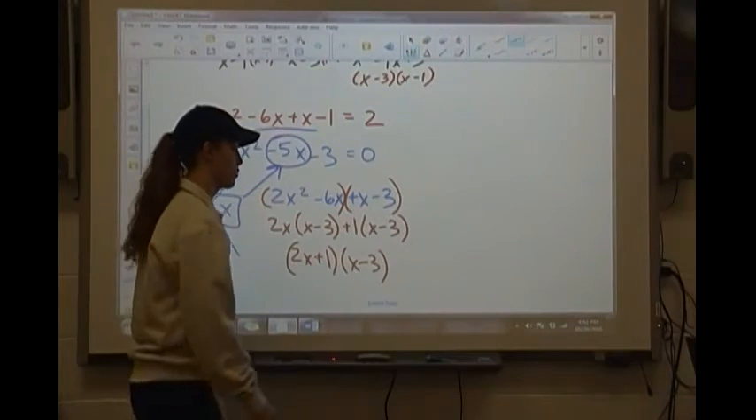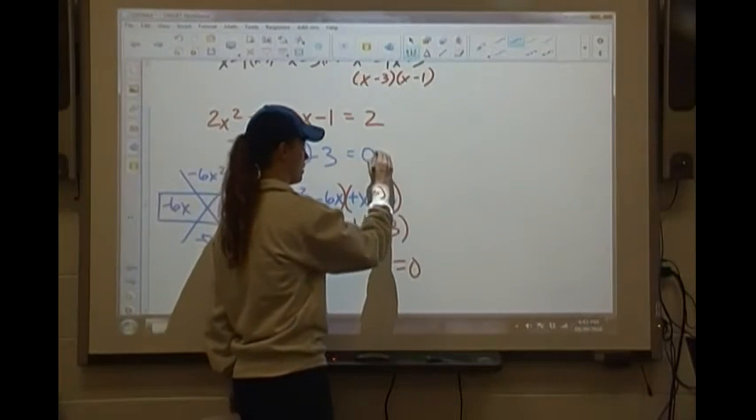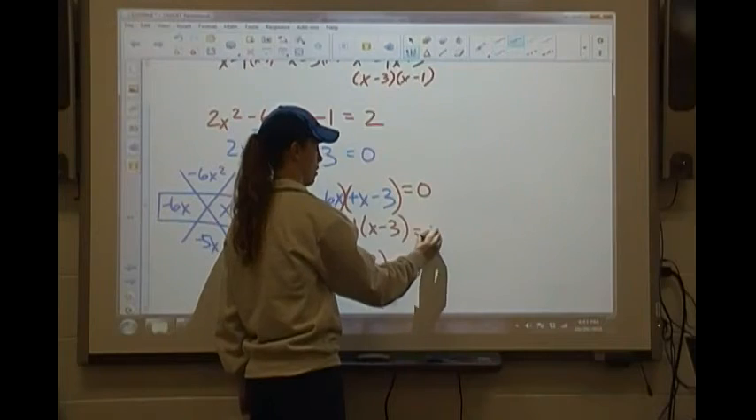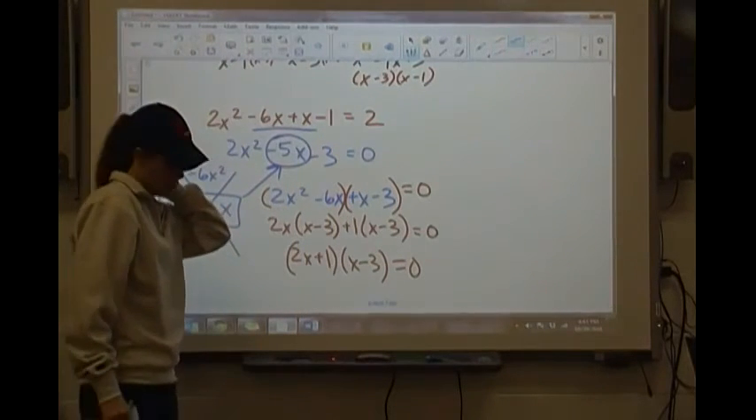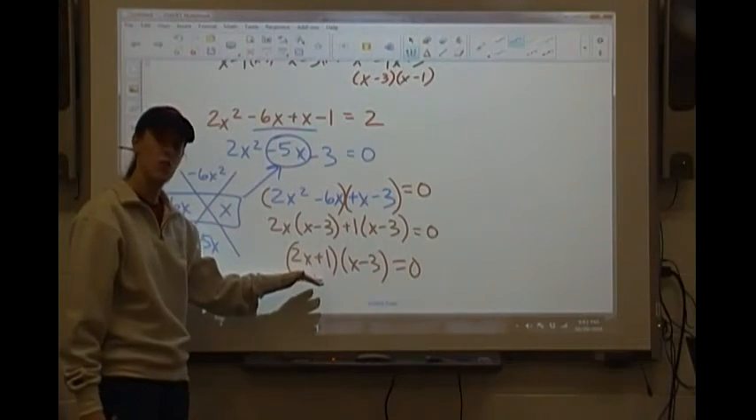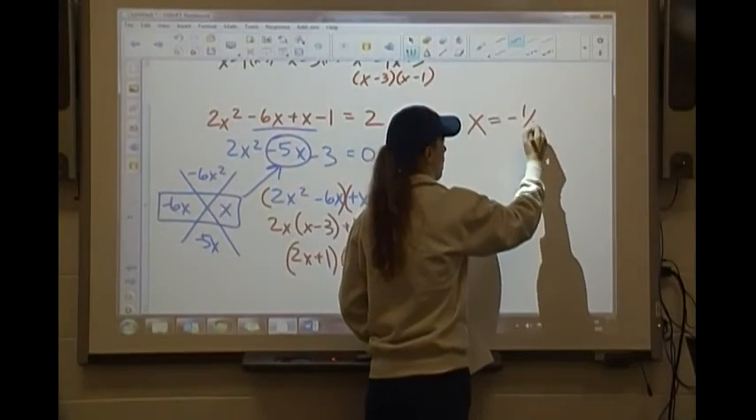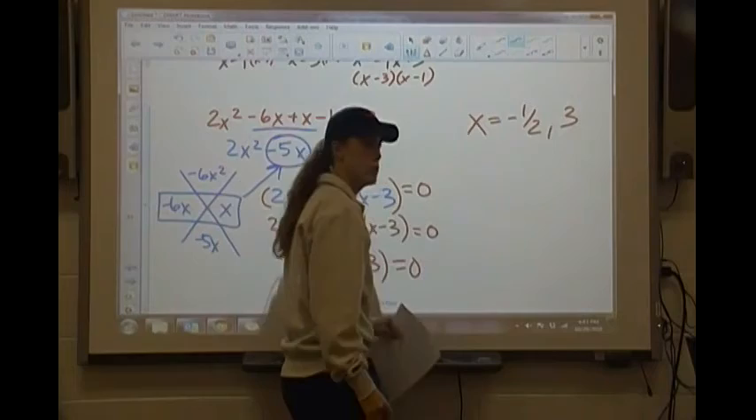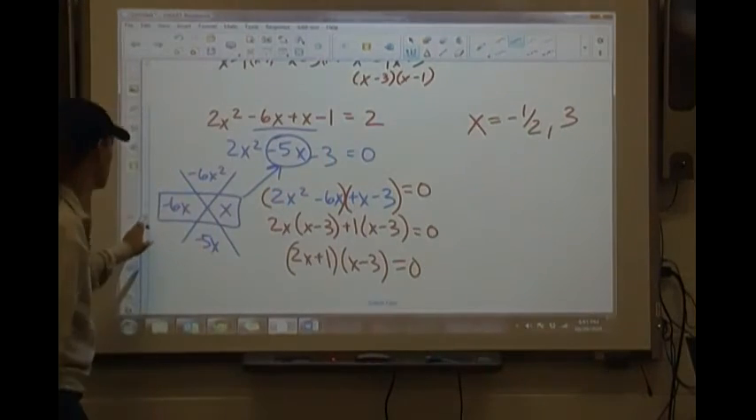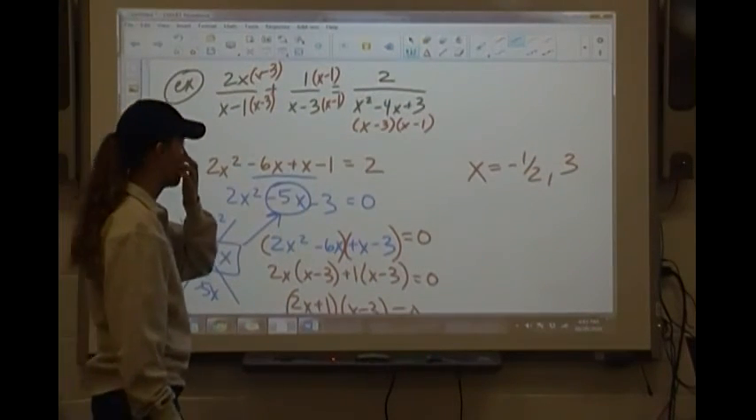So when we solve both of those, remember these are equal to 0. The 0 carries along, all along. And so we end up with negative 1/2 and x equals 3. So x equals negative 1/2 and 3. But we do need to check both solutions to see if they both work in the denominator of our problem.